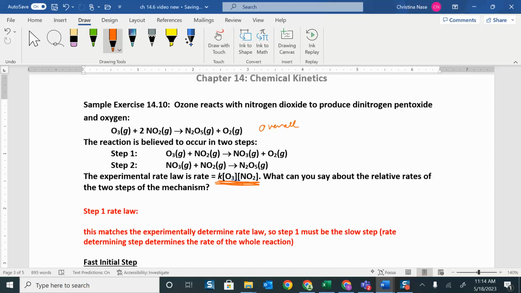And they ask, what can you say about the relative rates of the two steps of this mechanism? Like, which one's slow, which one's fast? That's what we're trying to figure out. So given the mechanism and the rate law, can you figure out which one's slow, which one's fast? Other times they tell you which one's slow and fast, and you're trying to find the experimental rate law. So we're kind of working backwards a little bit here.